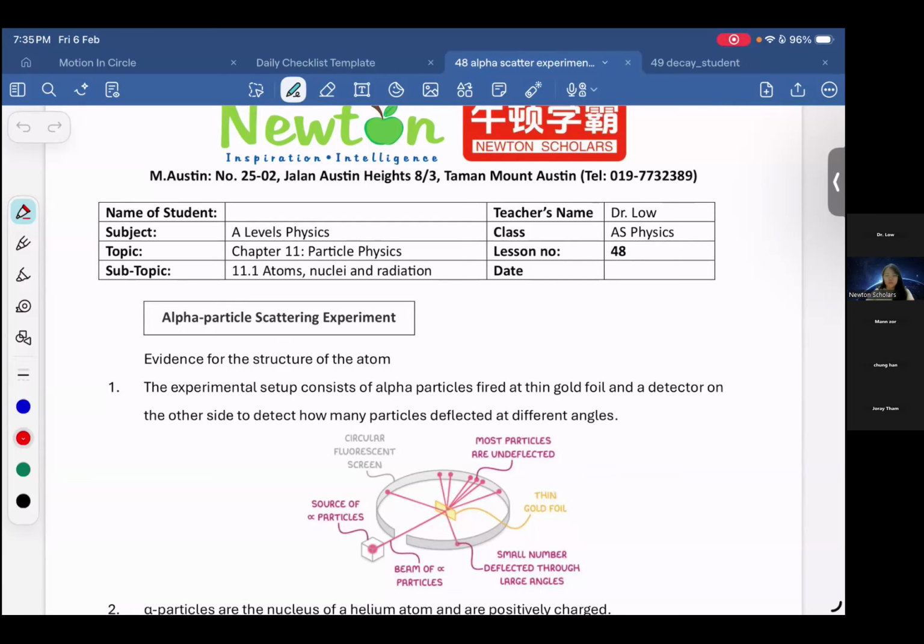So today we continue with our last chapter, chapter 11, particle physics. For me, of the total 11 chapters, this chapter is the easiest chapter. Even easier than chapter 1. So here, first we're talking about the alpha particle scattering experiment. This experiment is meant to show what the structure of the atom is.